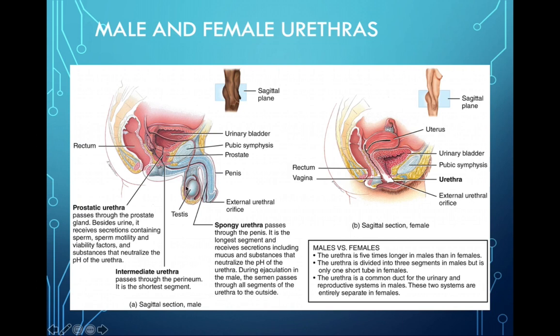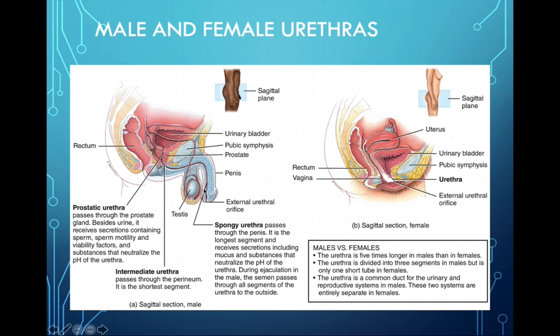We have the testes, the epididymis, the vas deferens. This is all reproductive portions. This is not urinary. However, here's the pubic bone, here's the urinary bladder, and then here's the prostate gland. So when the prostate swells, it can constrict the prostatic urethra. So the male feels like he has the urgency that he has to go urinate, but because this is blocked off, he can't. Okay, and then here is the spongy urethra here.